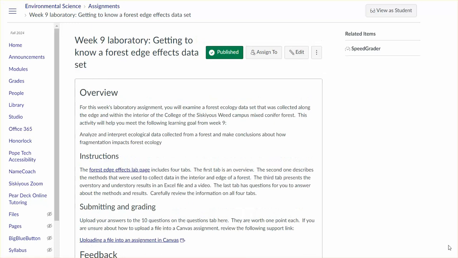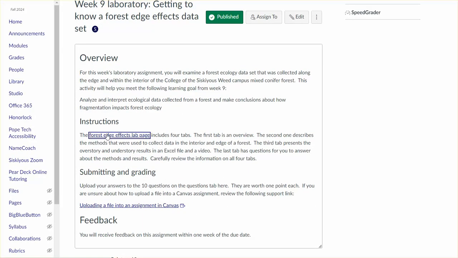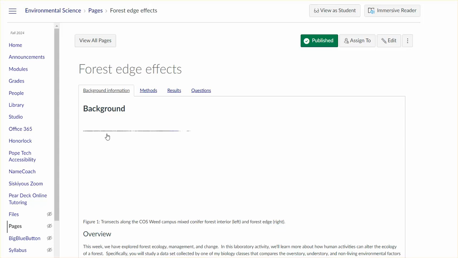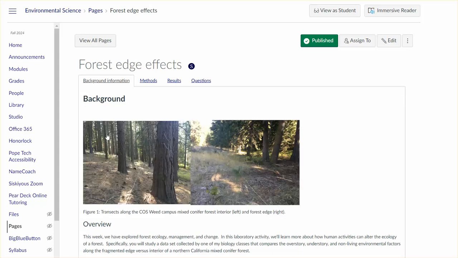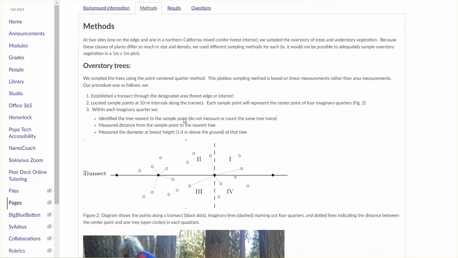This week's lab involves you examining some data that I collected with one of my face-to-face classes on the COS Eureka campus. So specifically, we examined some ecosystem factors in the campus forest. So that's the picture you see here on the left, and then along the edge, to try to see how the ecosystem is altered by fragmentation. So here's an overview, and then these are the methods that we used.